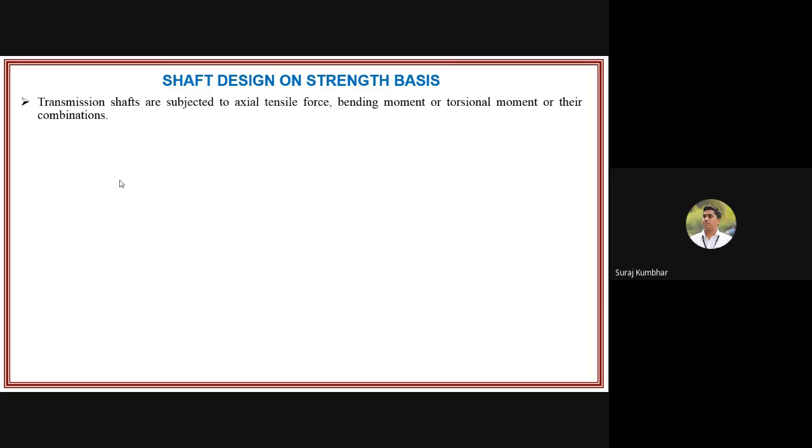Tensile force, bending moment, or torsional moment, or a combination of these. You have to design the shaft on a strain basis. You need to consider all these things, whether it is axial tensile force, bending moment, or torsional moment, or there may be a combination of bending moment and torsional moment on that particular transmission shaft.